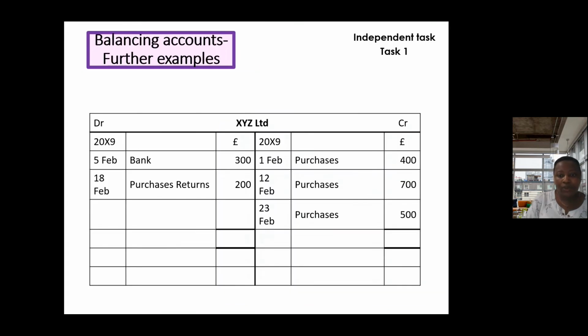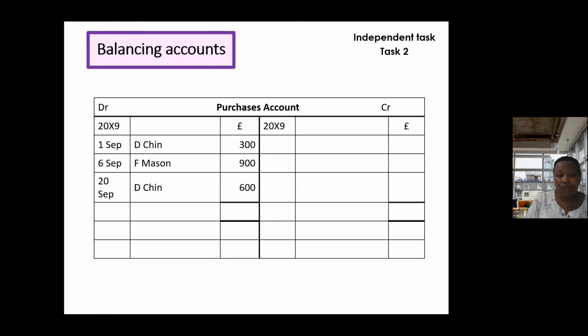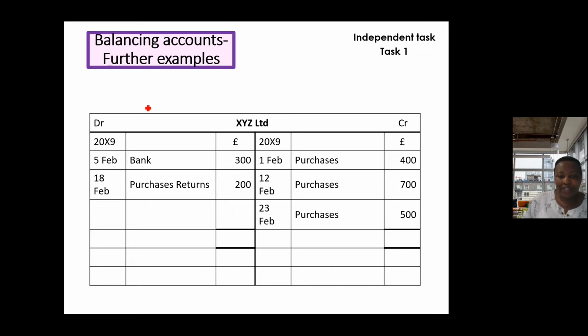Okay, so I'm leaving this one for you to do as an example. For your individual practice, you can try to balance up these accounts. So you have XYZ Limited, and you have these transactions that have taken place. All you need to do is sum this as well, and then subtract. If this is bigger than this, which it should be, here we have 1,600 and here we have 500. So all you need to do is come here and write 1,600.